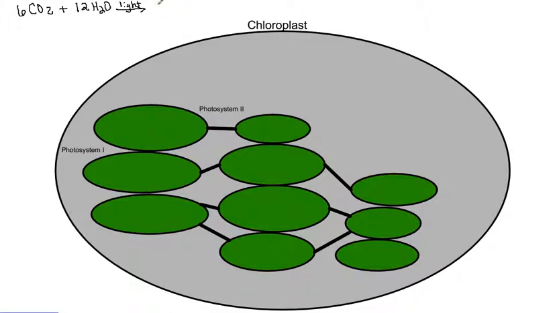And then we're going to make for our product sugar, C6H12O6. And then we're going to have a waste product of 6 oxygens, so 6O2, sorry that's an O. And because we used 12 waters over here, we're also going to have a waste of 6 H2Os.